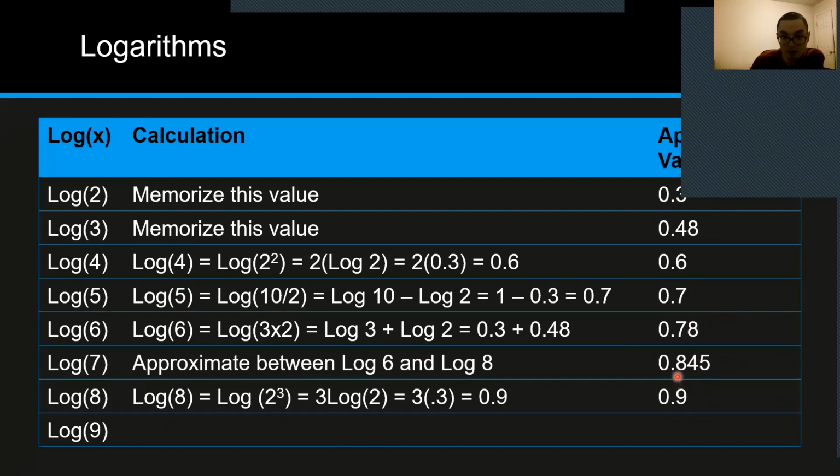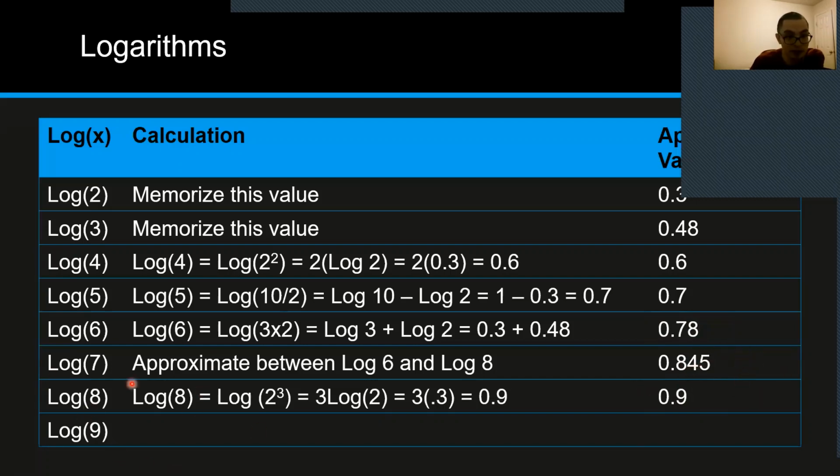So if you want it to be more exact, you could use 0.845. Again, for the purposes of the MCAT, you could just round this. So if we round this, we get 0.8. This is 0.9. In between 0.8 and 0.9 would be 0.85. So if you use 0.85 for log of 7, you would be perfectly fine.